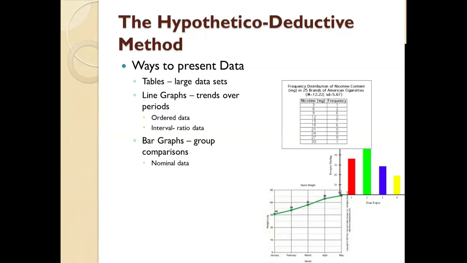The idea here is that the line graph connects these data points to tell us that it's one continuous story. And very quickly, we can look at this and go, Sam's getting swole. Bar graphs, on the other hand, depicted in the red, green, blue, and yellow here, are good for group comparisons.